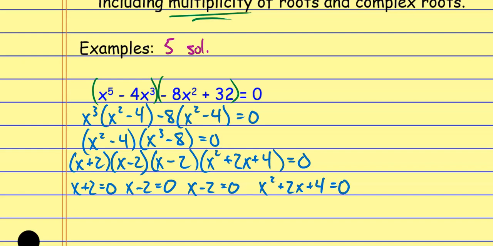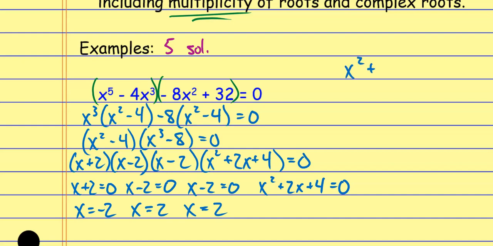And I solve each. This one I subtract the 2. This one I add 2. This one I add 2. And then this one, remember a quadratic, I would solve typically by factoring, but this one can't be factored. Build a bridge. There's no 2 numbers that multiply to a 4 but add to a 2. That's crazy talk. So that means I have to go to one of my other methods, either completing the square or the quadratic formula. Let me take it off to the side here.